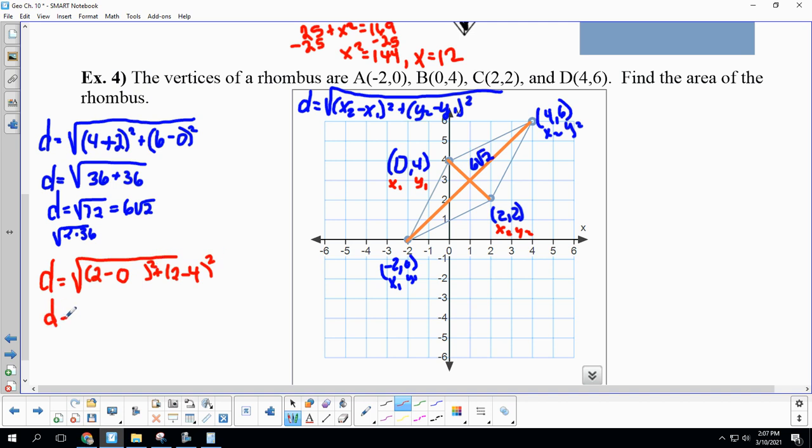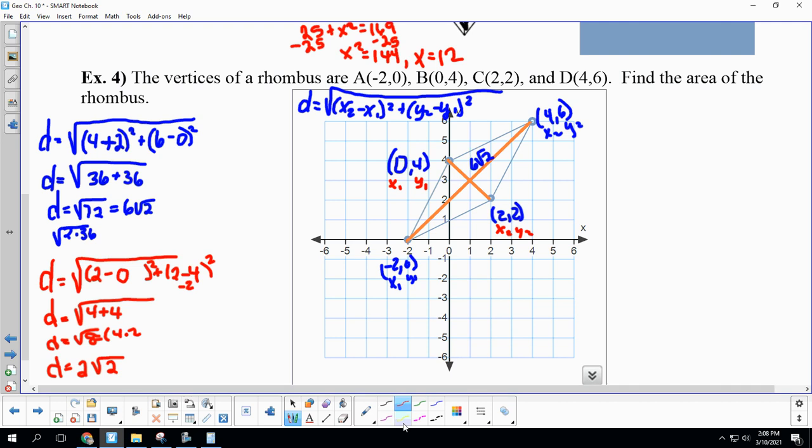Okay, simplify. 2 minus 0 is 2. 2 squared is 4. 2 minus 4 is negative 2. Negative 2 squared is positive 4. 4 plus 4 is 8. And the square root of 8, well, if you look, what perfect square lives inside of 8? It's 4. Technically, it's 4 times 2. So we take the square root of 4, which is 2, and we leave that other 2 inside. So we have that diagonal is 2 root 2.